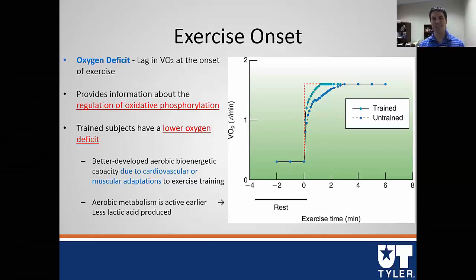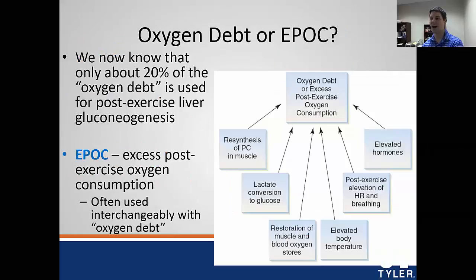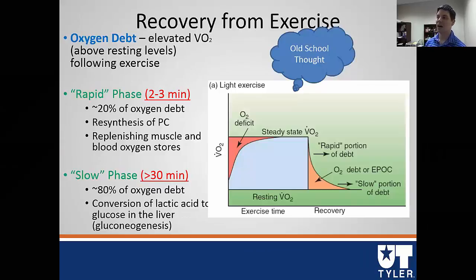So if we have a deficit, the other way that we can look at this is to call it an oxygen debt. This is a very old school thought, again by A.V. Hill, coined back in the 30s, and the thought was that this oxygen deficit at the beginning caused a debt that we had to repay at the end of exercise, right? And this makes sense for a couple reasons. One, you've experienced it, right?